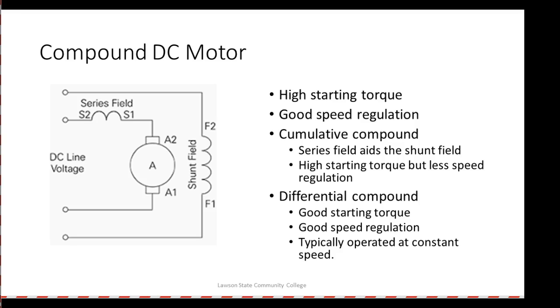What's that? Shunt means... shunt is a term we use. It's another term we use for in parallel. So a shunt field would be the parallel field.